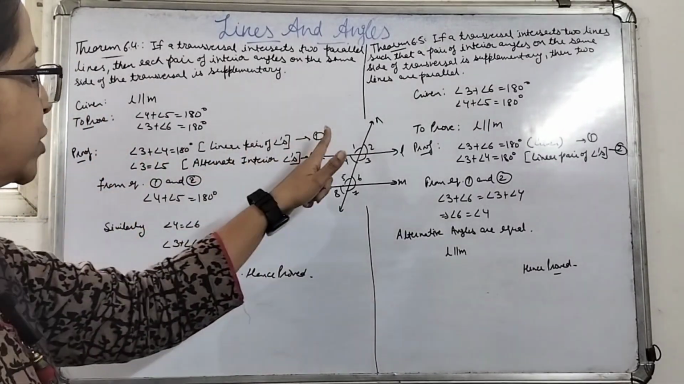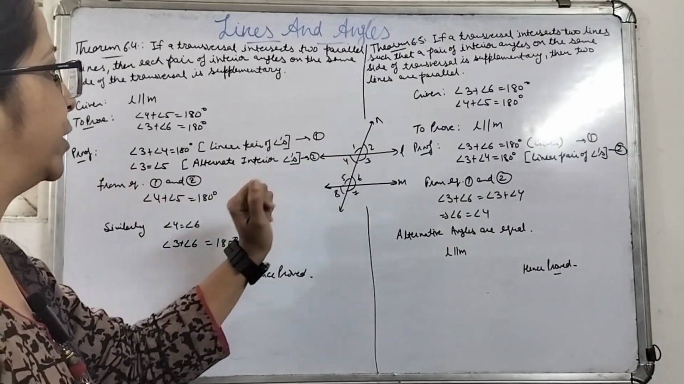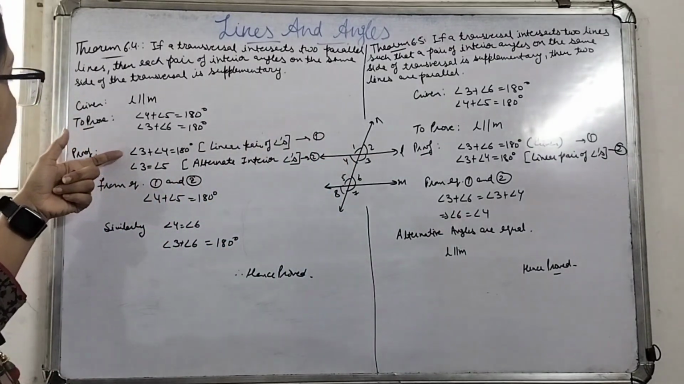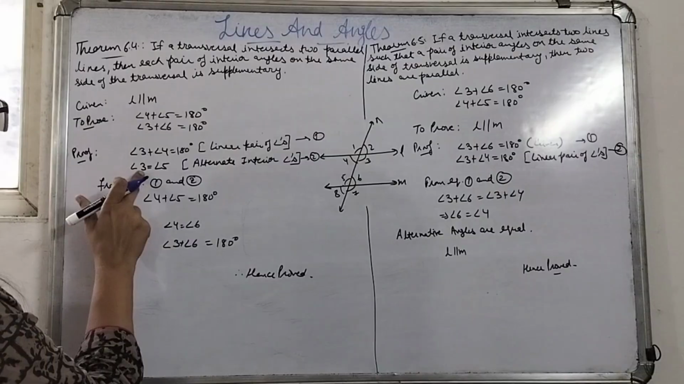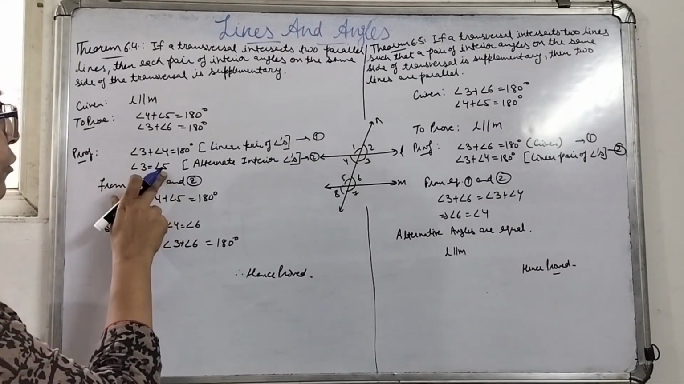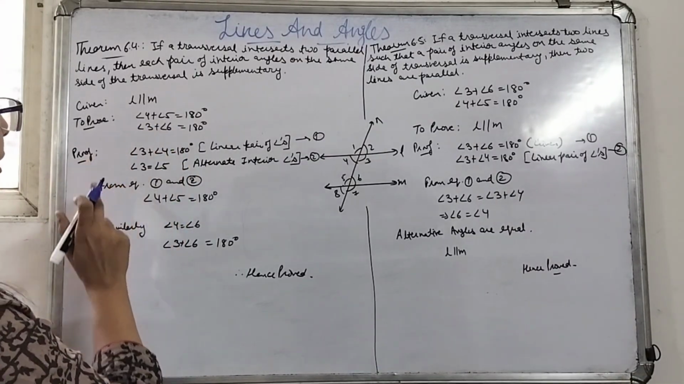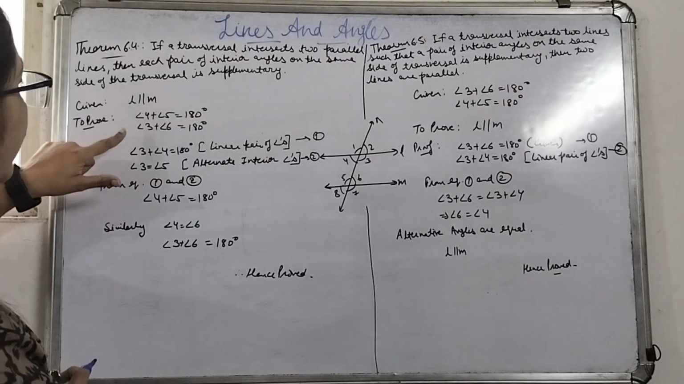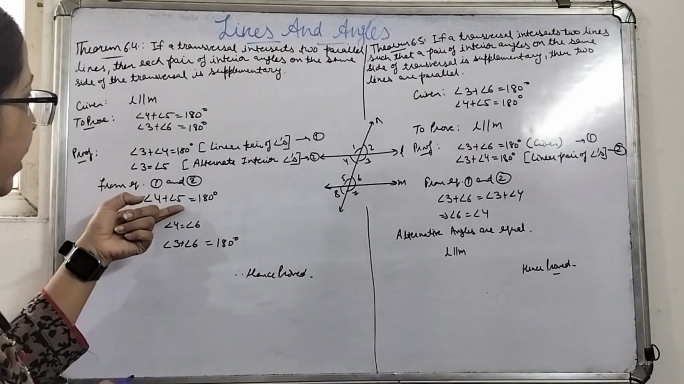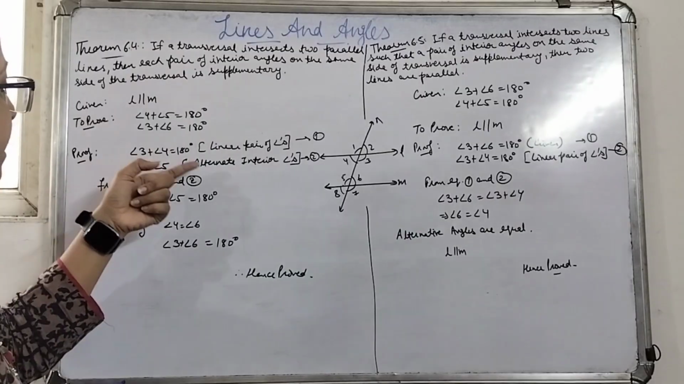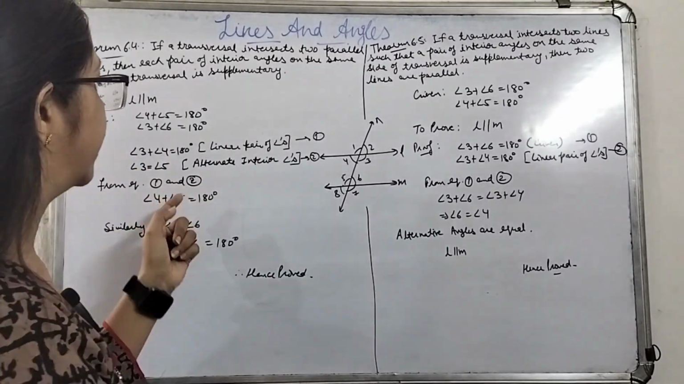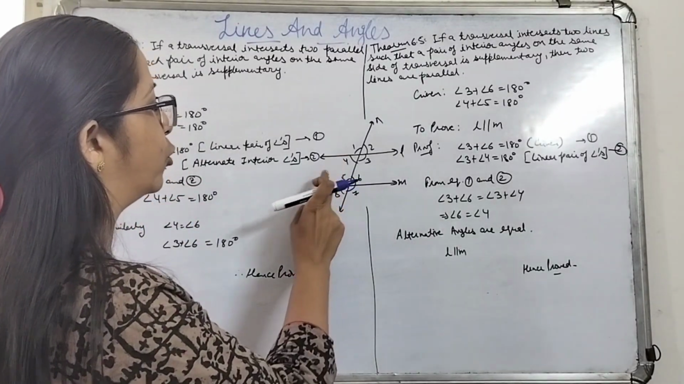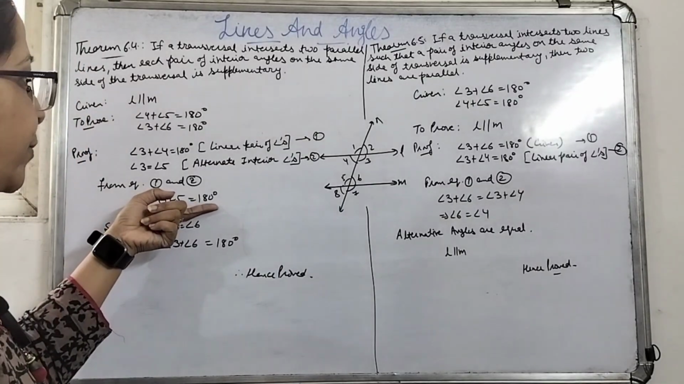Now if this is equation number 1, this is equation number 2. From equation number 1 and equation number 2, what we can say is, instead of angle 3, we can write angle 5. So in equation number 1, instead of angle 3, we will be writing angle 5. So this angle 3 has changed to angle 5, and this plus angle 4 is equal to 180 degrees. And this was to be proved, that angle 4 plus angle 5 is 180 degrees.